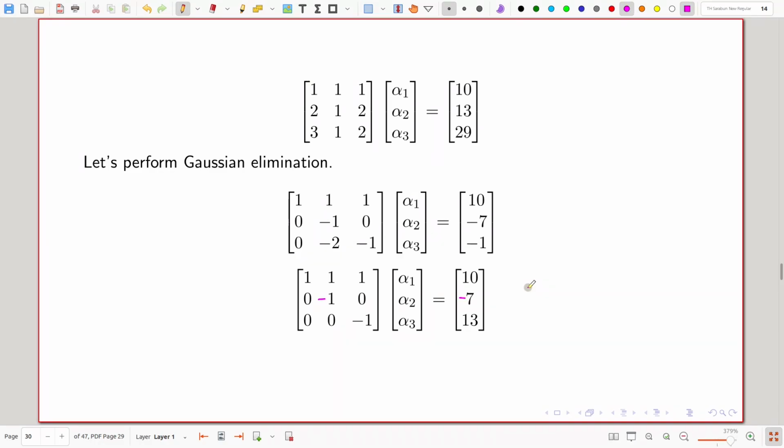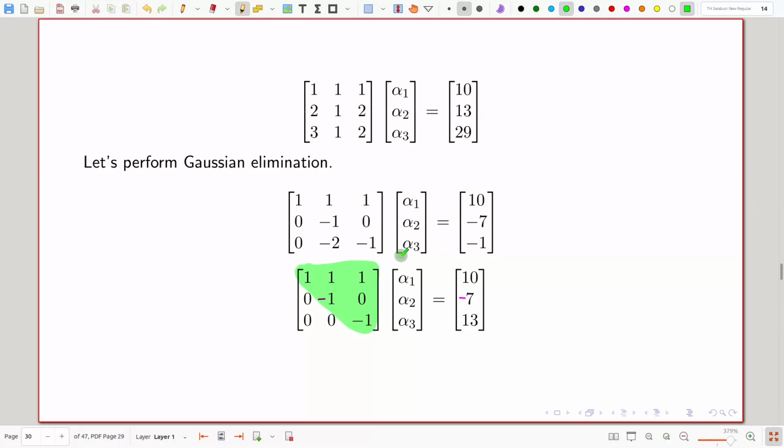Alright, so after we get this matrix, it will be a nice matrix for us because it's upper triangular. As I told you before, a triangular matrix is nice for us if we want to solve linear equations, because we can do what we call back substitution. So we can solve for alpha 3, and then after we know alpha 3, we can substitute and solve for alpha 2, and then we can back substitute and solve for alpha 1. So when we have an upper triangular matrix, our life will be much easier.